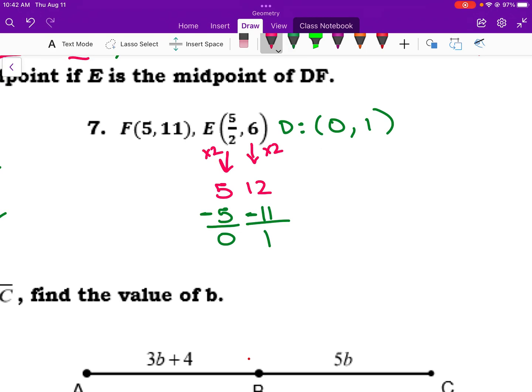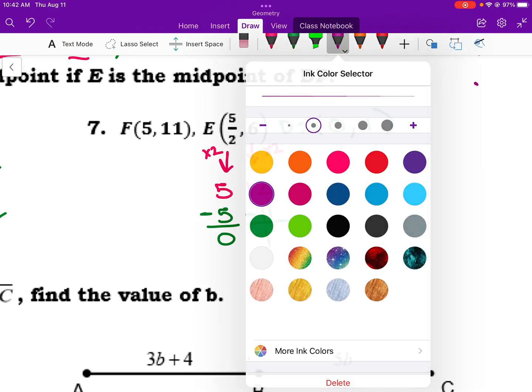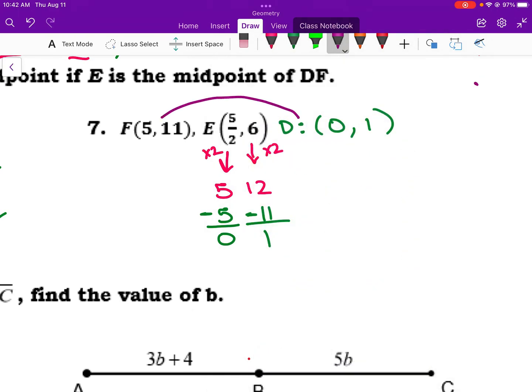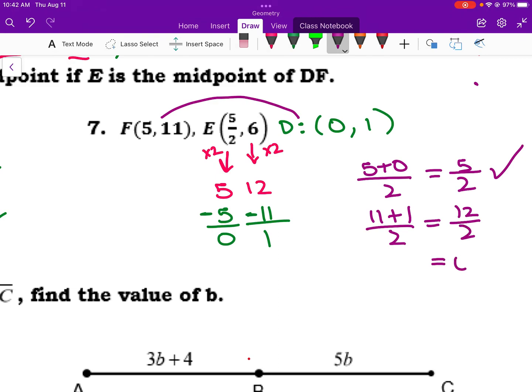Just to make sure that, in fact, E is the midpoint between these two, let's double check. 5 plus 0 divided by 2, that's 5/2. Boom, checks off. And then 11 plus 1 divided by 2, that's 12/2, which is 6. That also checks off.